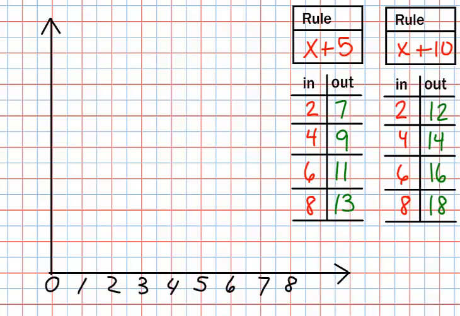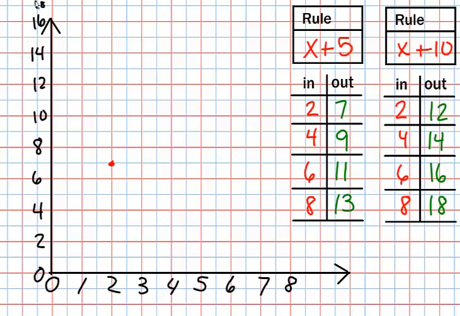We have the scale going across all the way up to 8 for our x-axis. That's the input. The output is the y, and I'm going to only have to go up to 18. I'm not sure I'm going to make it on the screen. 18 would be right there, a little bit higher. Let's go ahead and plot the first one. We'll do this one in red, and this is x plus 5.